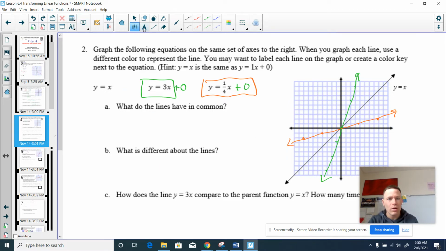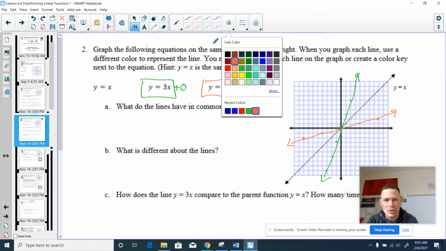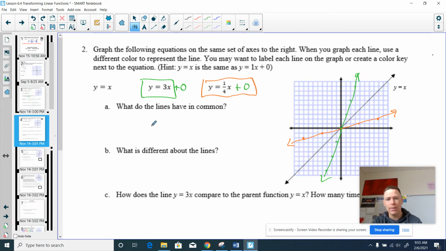Now, observational questions here. I'm going to switch colors. I'm just going to use black, I think. It says, what do the lines have in common? Well, what they have in common is the y-intercept. The y-intercept didn't change at all. The y-intercept is equal to 0. Okay? What is different about the lines? Well, what's different is that the slope changed. Slope changed this time. So we kept the y-intercept fixed. They all intersected right here, right? We kept it fixed, and we adjusted the slope.